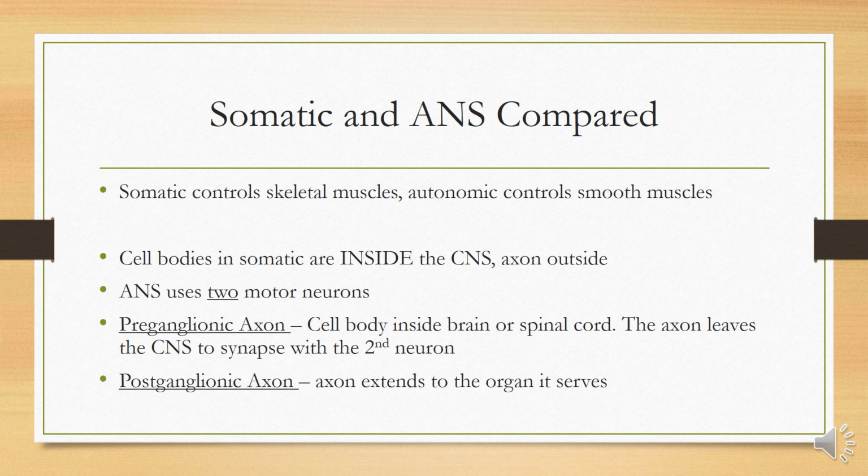The second neuron's body is usually not inside the central nervous system. What it does have is this postganglionic axon. This is the axon from that second neuron to whatever organ it's serving. So instead of using one neuron like the somatic, now you have to use two for the ANS.